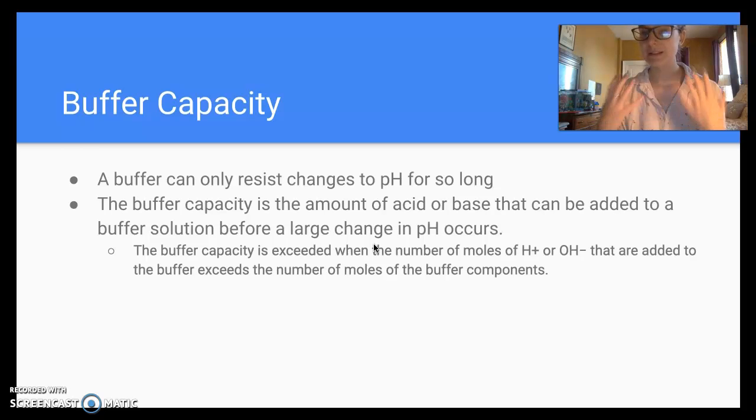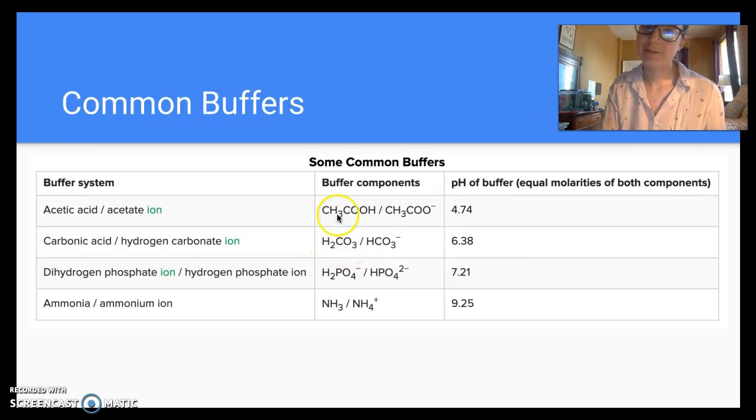Okay, so that's a little bit about buffers. Typically in AP Chem, all you have to do is be able to identify a buffer. So you have to basically identify that it has a weak acid or a weak base and the salt of that weak acid or weak base.